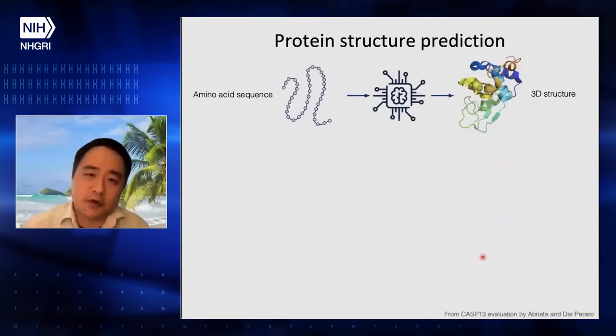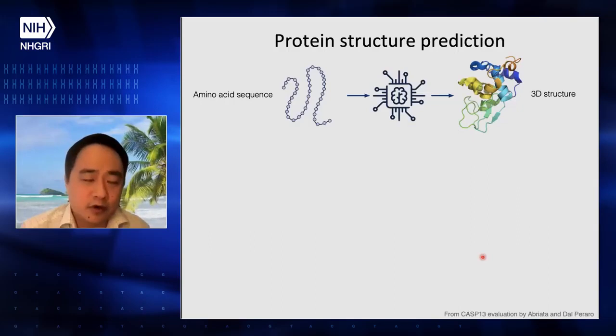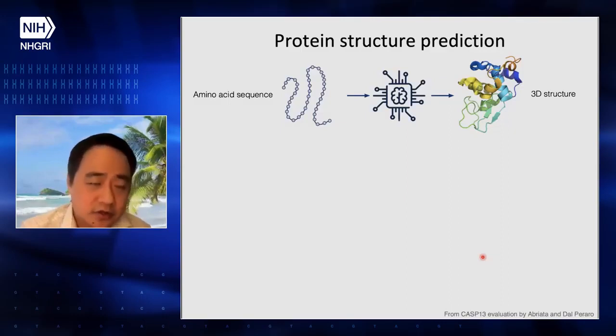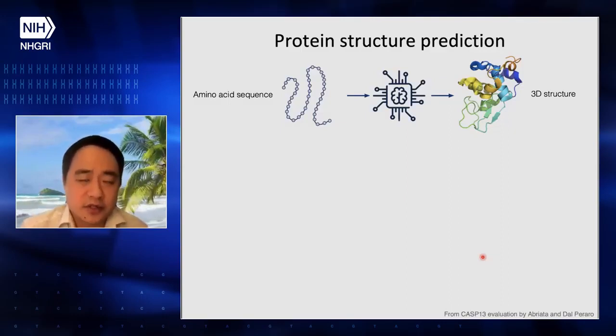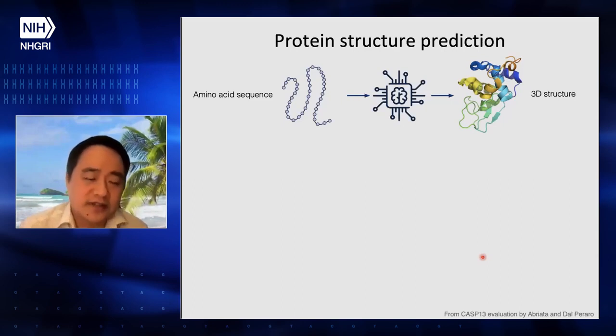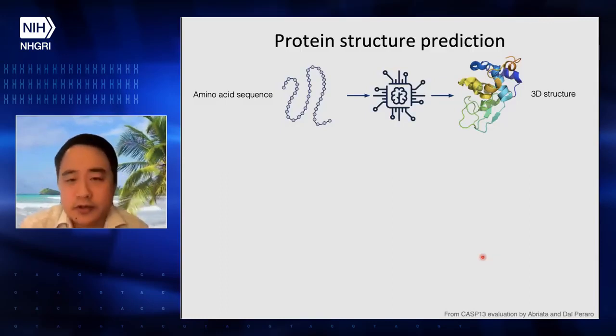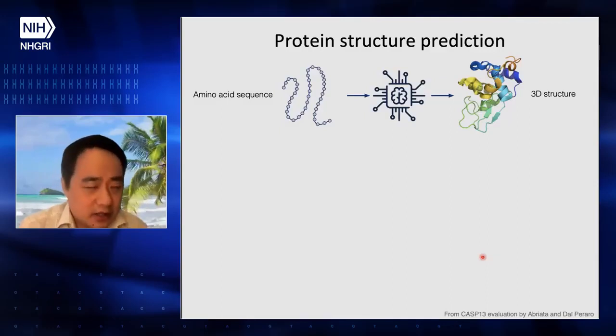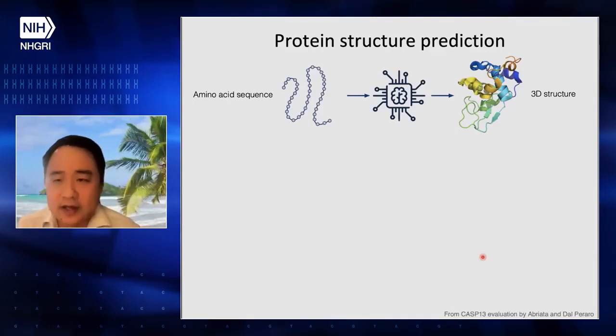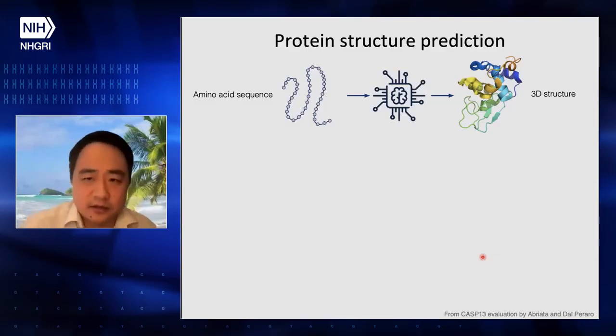Therefore, protein structure prediction is still a very important task. It remains one of the most challenging problems in computational biology. The task of protein structure prediction, sometimes called a generalized version of protein folding, is that we are given an input amino acid sequence, and through whatever fancy computational approach you want, we get a three-dimensional structure on the right side.